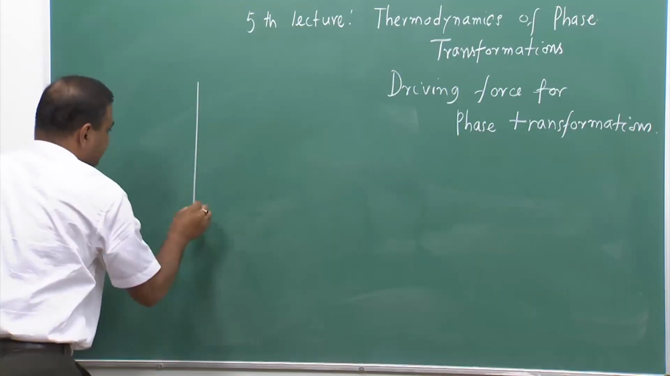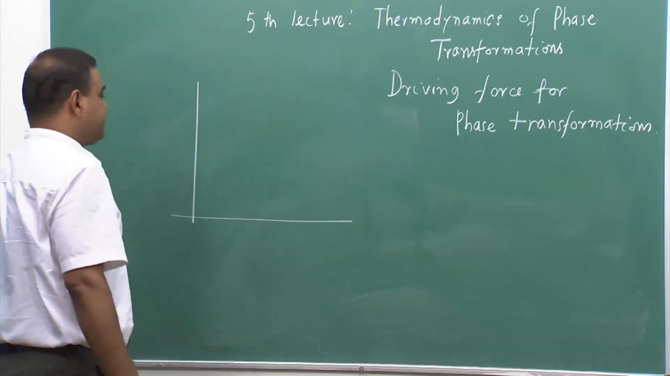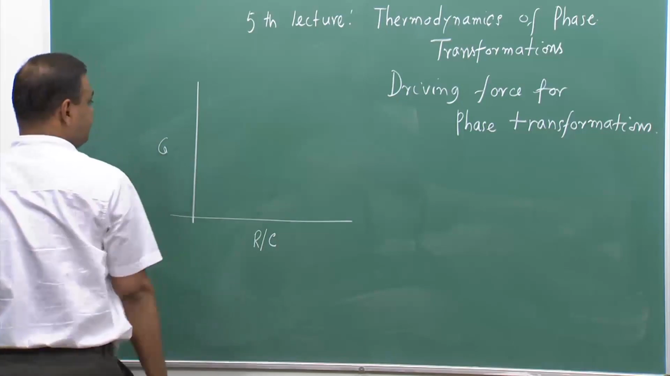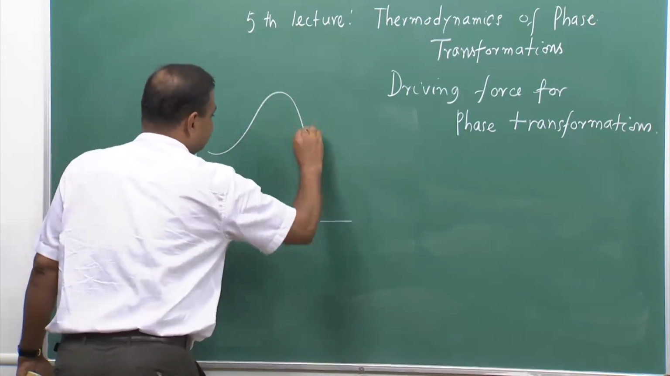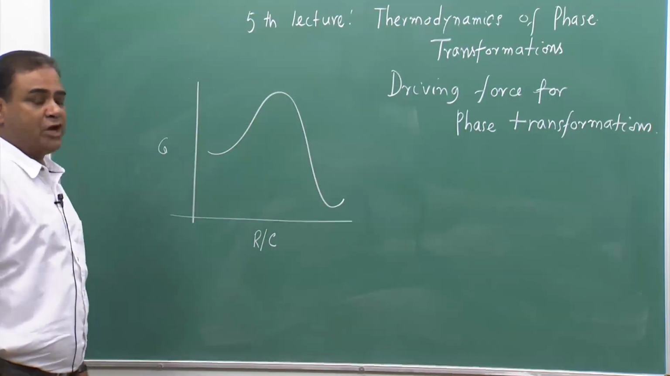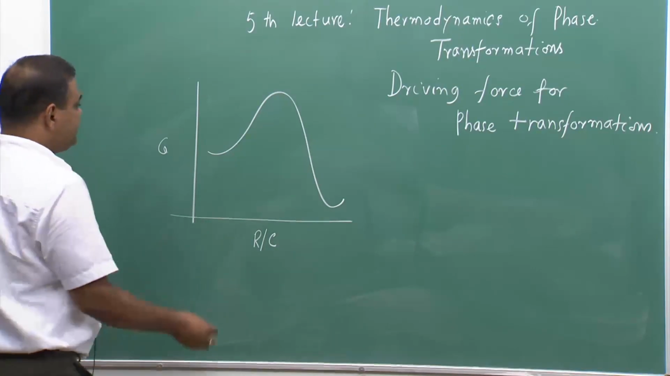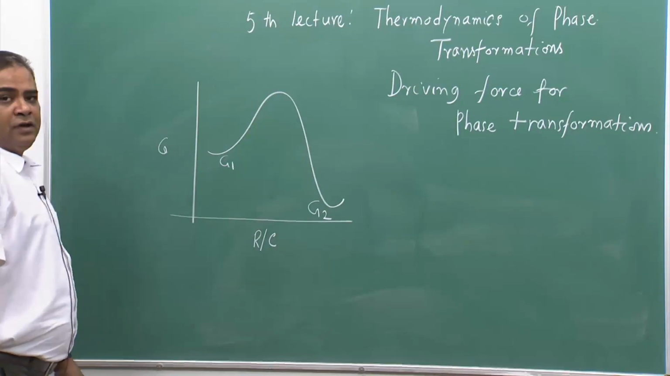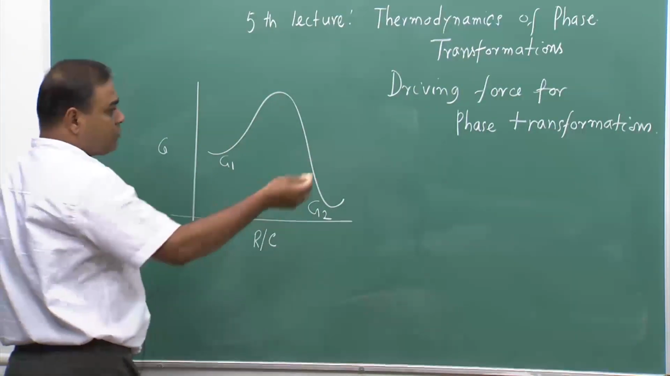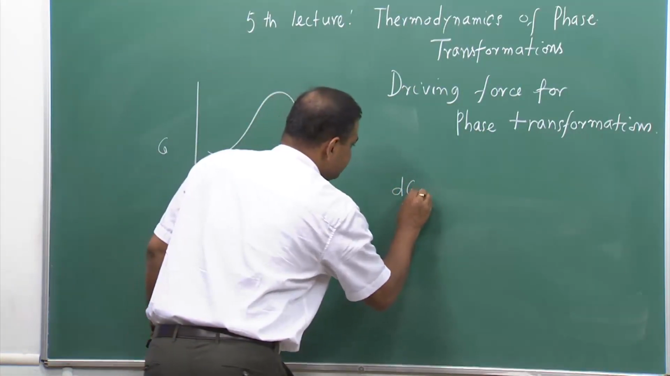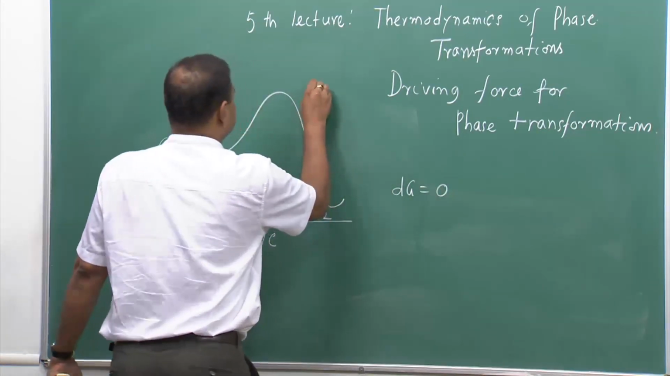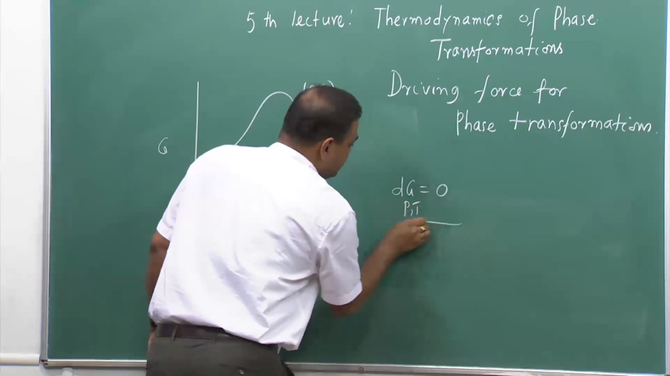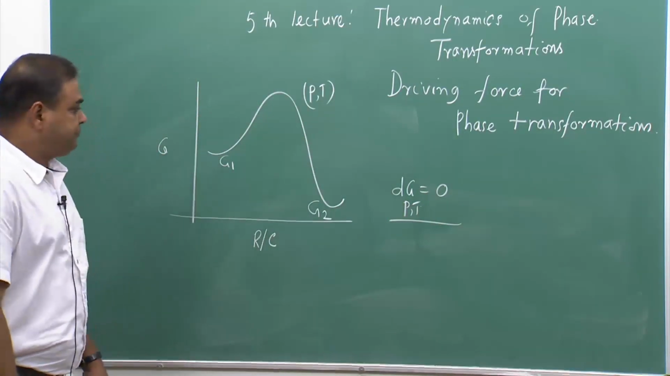Now, if I try to see an energy distribution curve as a function of reaction coordinate, if this is G, we have seen this particular information all the time in our textbooks. Now, this we call G1, this we call G2. Now, as per our concept, if dG equals 0 at a particular temperature and pressure, we call it equilibrium.